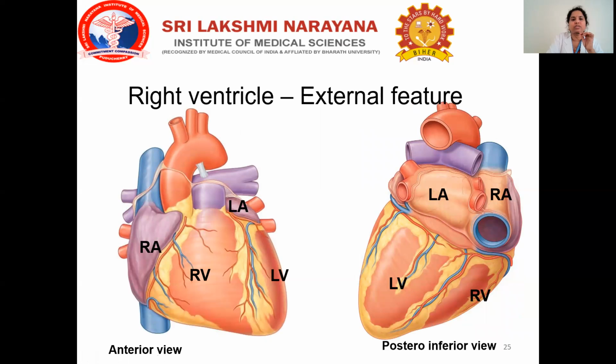Coming to the external features of the right ventricle. The right ventricle can be observed in the anterior view as well as in the posterior inferior view. The right ventricle forms the majority of the sternocostal surface and about one-third of the inferior or diaphragmatic surface of the heart. The right ventricle and left ventricle are separated by the faint anterior portion of the interventricular groove. The right ventricle and right atrium are separated by the anterior portion of the atrioventricular groove.